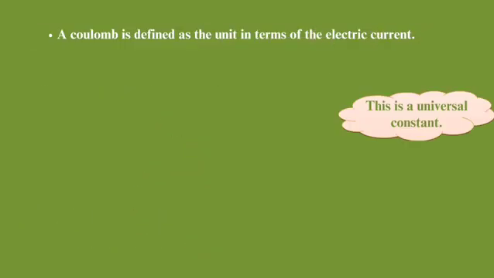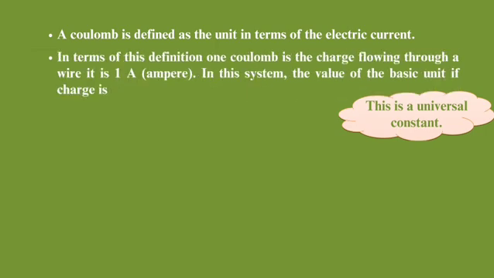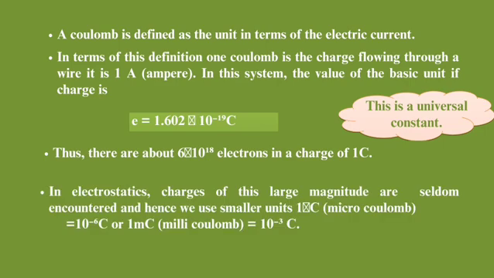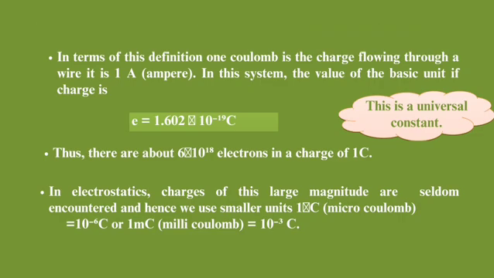A coulomb is defined as the unit in terms of the electric current. In terms of this definition, 1 coulomb is the charge flowing through a wire when the current is 1 ampere. In this system, the value of the basic unit of charge is e equals 1.602 times 10 to the power minus 19 C. Thus, there are about 6 times 10 to the power 18 electrons in a charge of 1 C. In electrostatics, charges of this large magnitude are seldom encountered, and hence we use smaller units. 1 microcoulomb equals 10 to the power minus 6 C, or 1 millicoulomb equals 10 to the power minus 3 C.